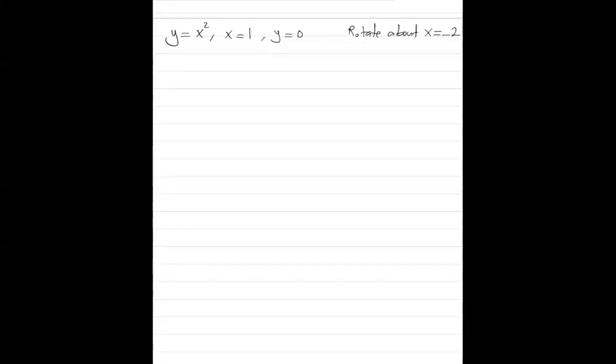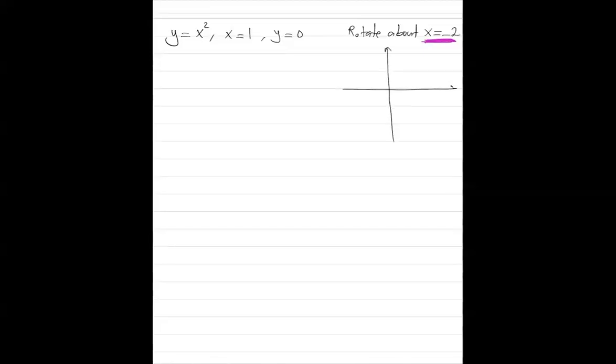We have y equals x squared, x equals 1, y equals 0, and you want to rotate this region about x equals negative 2, and you want to calculate the volume. So let us visualize this. What are we dealing with?